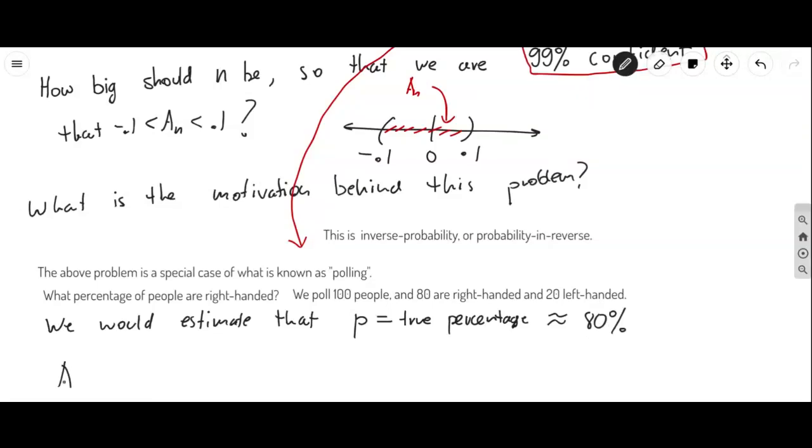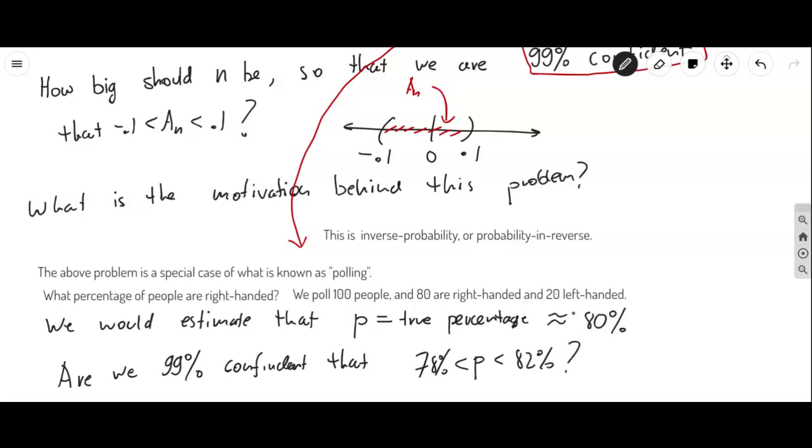We might ask, are we 99% confident that the true percentage that we're trying to estimate falls somewhere between 82% and 78%? How confident can we be? And if we want to get the answer up to 2 percentage points, and we want to be 99% confident that we're doing this correctly, how many people should we poll? Is 100 enough? Do we need 1,000? Do we need 5,000? How many people do we need?